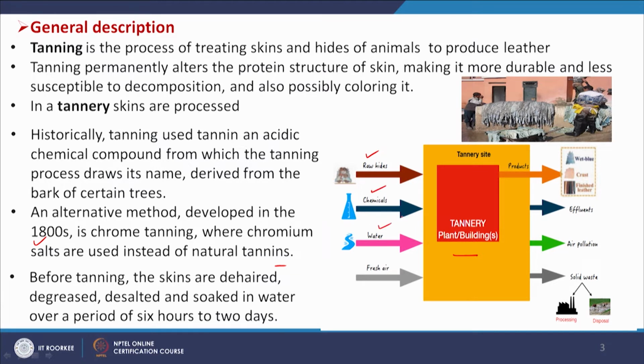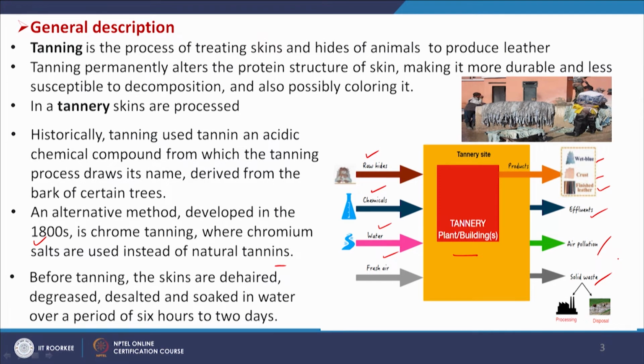And if we see the whole process, in this tannery we need raw hides, then some chemicals, water, fresh air, and it gives the products. The products you see here, there are 3 products shown. One is finished leather and the others are crust and wet blue. So, wet blue is the first intermediate product which is generated from the hides through some chemical processes, and then more processes are applied on the hides and then crust is formed, another intermediate product, and if we follow further polishing or finishing steps, then ultimately we can get finished leather.